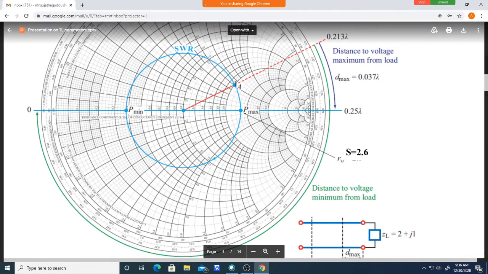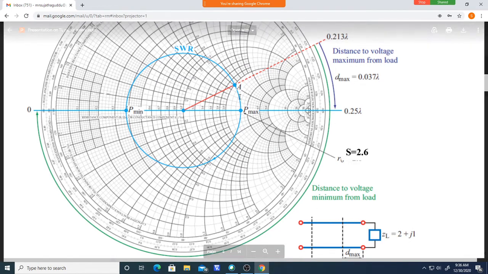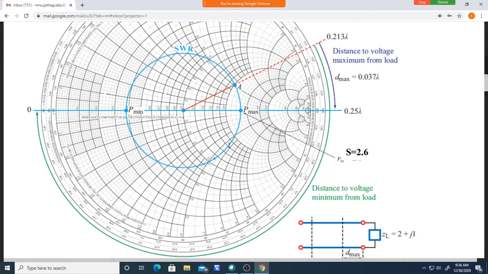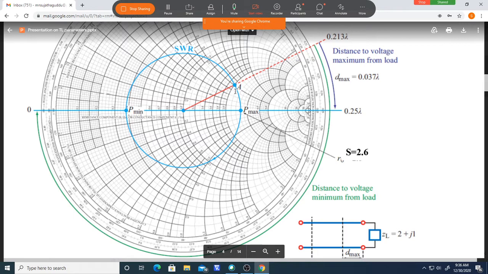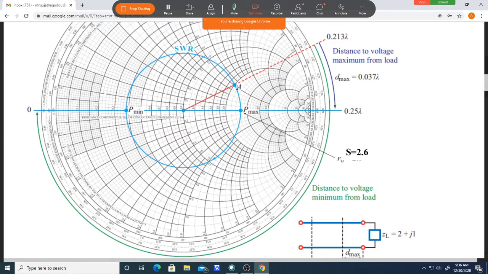Started from here and I am moving like this. Starting from here, one circle moving towards the generator is nothing but moving towards the generator. And if you make one complete circle, starting from here or anywhere, it is nothing but moving a lambda by 2 distance, 0.5 lambda.